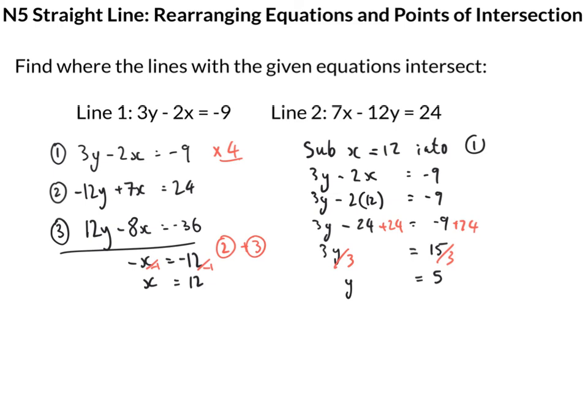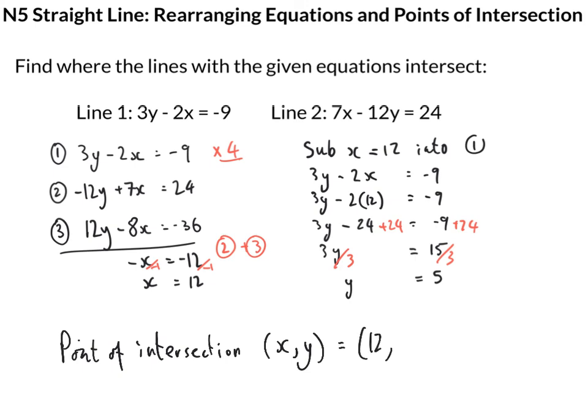Now, I need to make sure I actually answer the question, find where the lines with the given equations intersect. So I need to just take this a step further and interpret my answers as a point. My point, excuse my handwriting, of intersection. Now remember, a point is described by x and y coordinates in that order. So x is 12, y is 5. So if I were to graph these two lines, they would cross over at that point there.